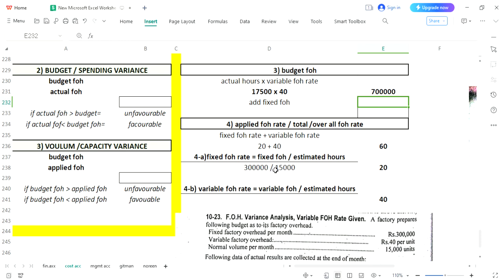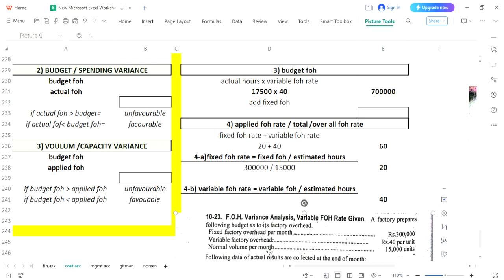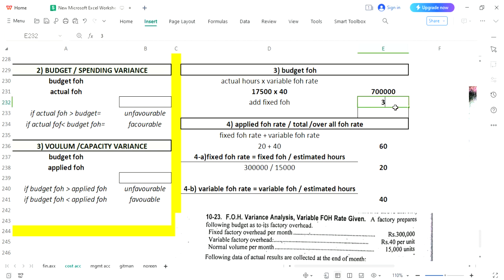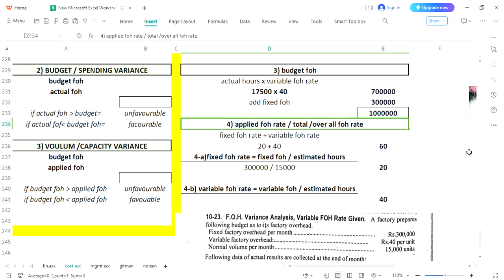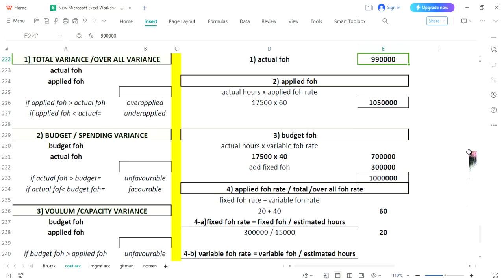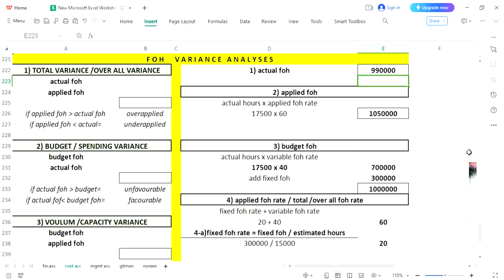Now you need to put fixed FH and read over here. Please come. Fixed FH is 3 lakh. So you can directly put 3 lakh over here. And finally you can add both elements to calculate your budget FH. First element was 7 lakh and you are going to add 3 lakh to have your budget FH. So all calculations on your right side, right page, have been completed.